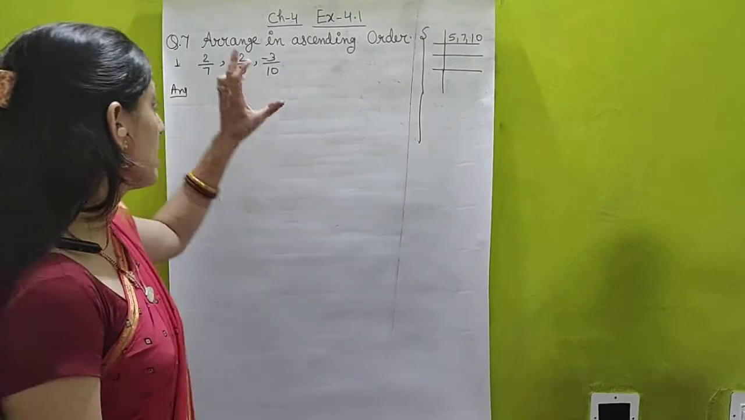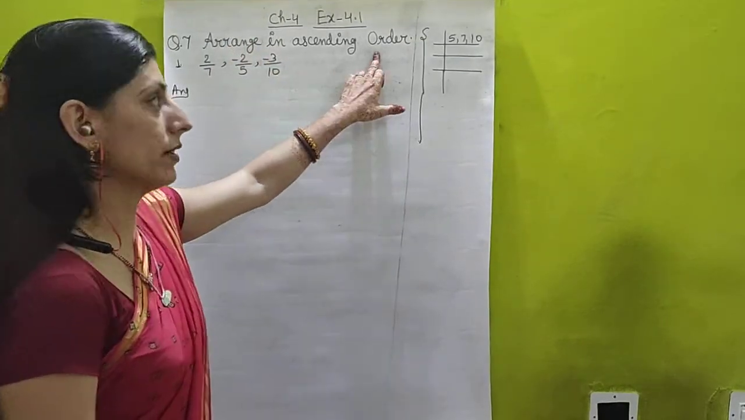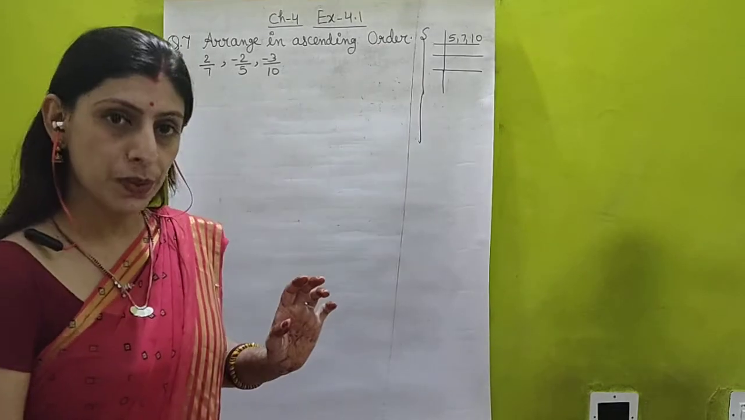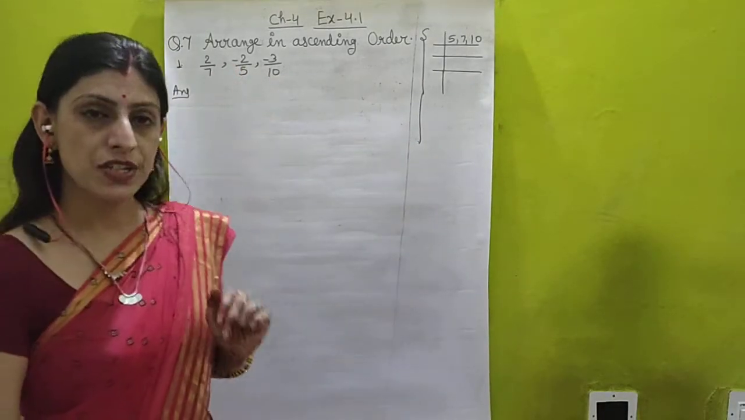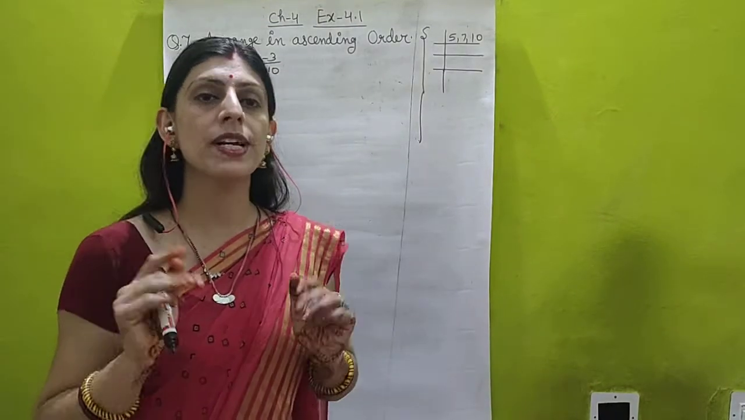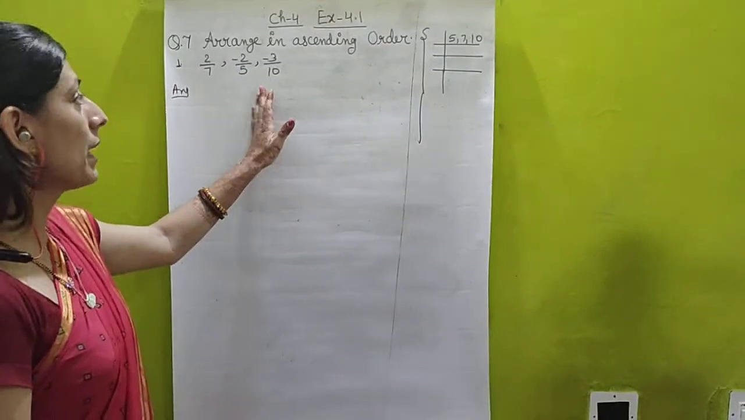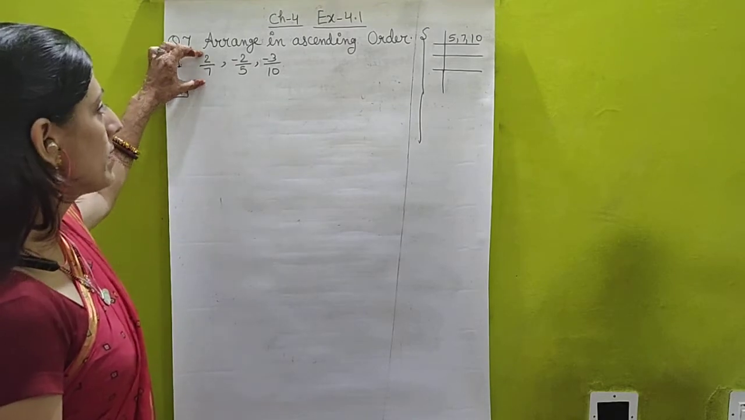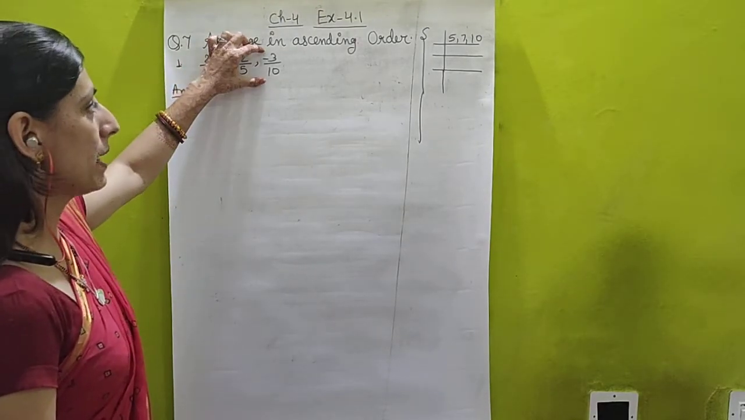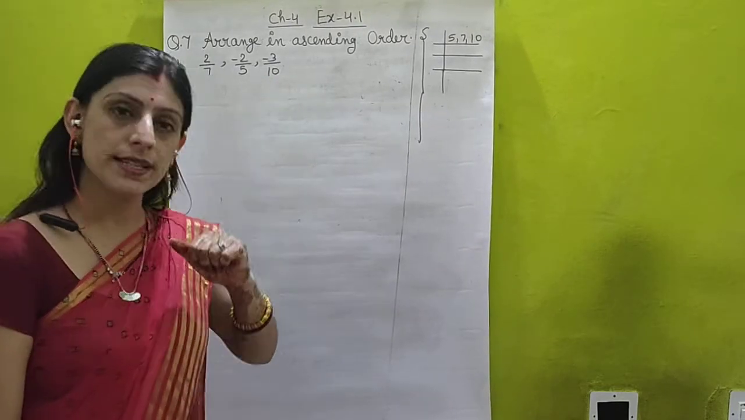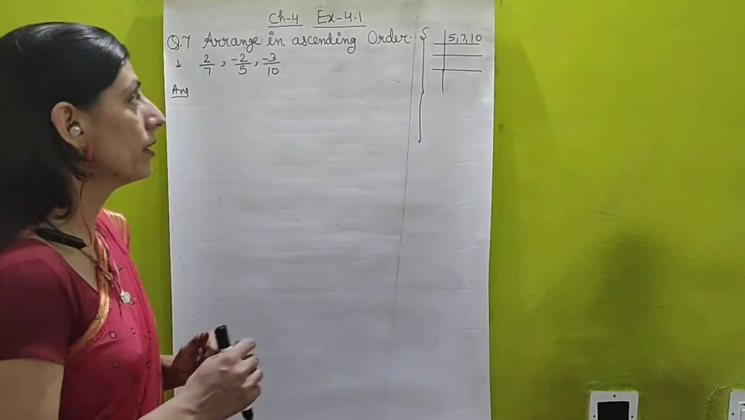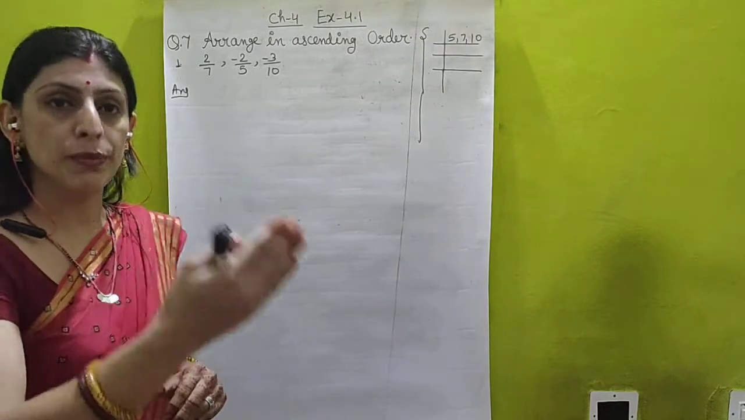Question number 10 is: arrange in ascending order. This is the same as you did in the fraction chapter in your previous class. Here 2 upon 7, minus 2 upon 5, and minus 3 upon 10 are given, and we are to arrange these three rational numbers in ascending order. Ascending order means small to big.